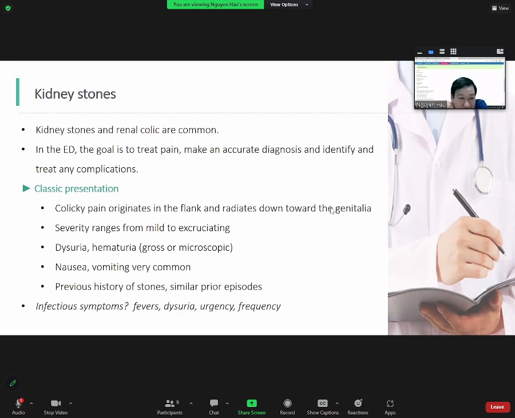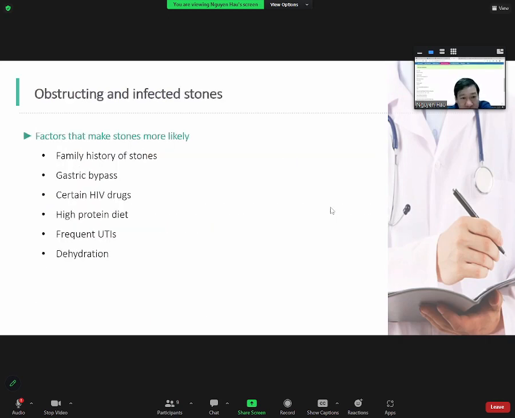Hematuria is one of the symptoms we can see, along with nausea and vomiting. A very common previous history is a stone, or a similar prior episode, many times like that. But the doctor in the emergency department has to check for infection symptoms: fever, dysuria, urgency or frequency, or a blood test to define infection.